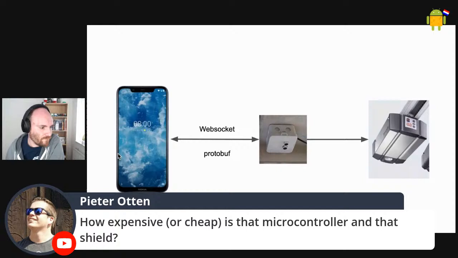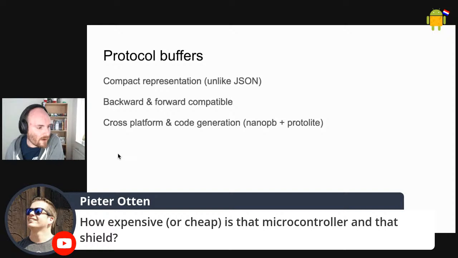I see a question from Peter. How expensive or cheap is that microcontroller? So the microcontroller is around, I think, €5 if you buy it in the Netherlands, and that shield is probably less than that. I don't have the exact numbers, but it's around that ballpark. So I think in total parts, maybe €10, something like that, max. You need some cabling, maybe. I need a little box to put it in. So it's very cheap to get this started.